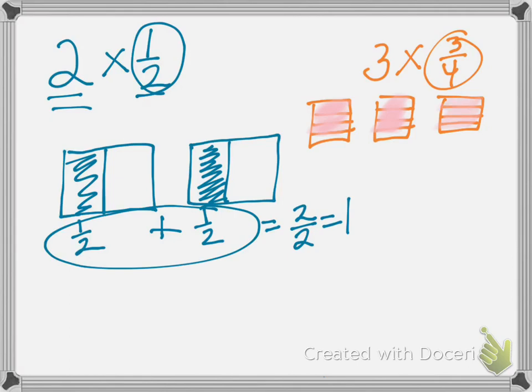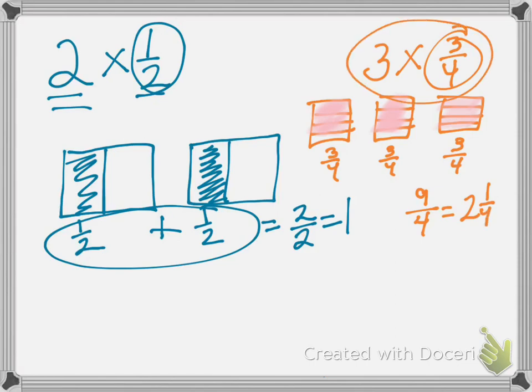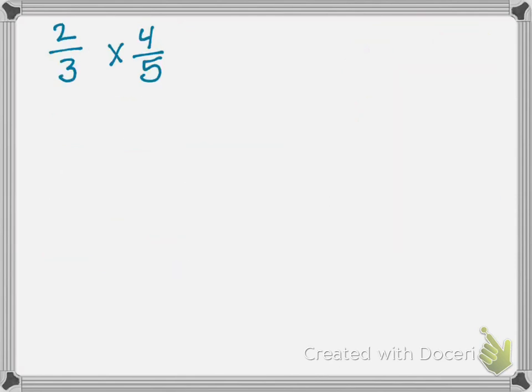Okay, but this is a 3/4, a 3/4, and a 3/4, which then equals 9/4. And then we would have to simplify that to 2 and 1/4. So just draw what you see when you have a whole number times a fraction.